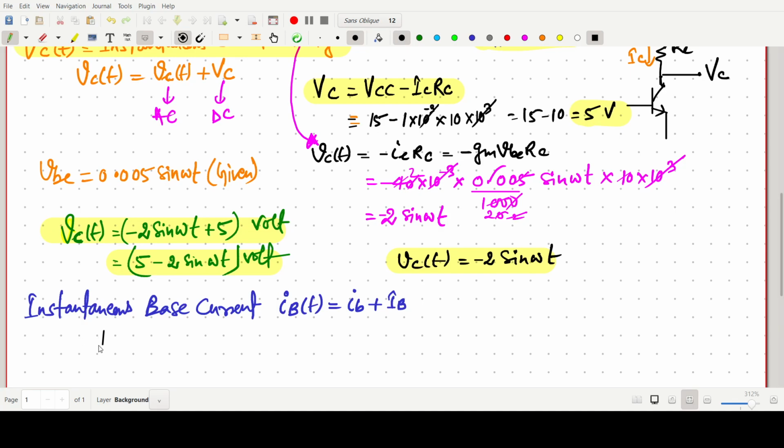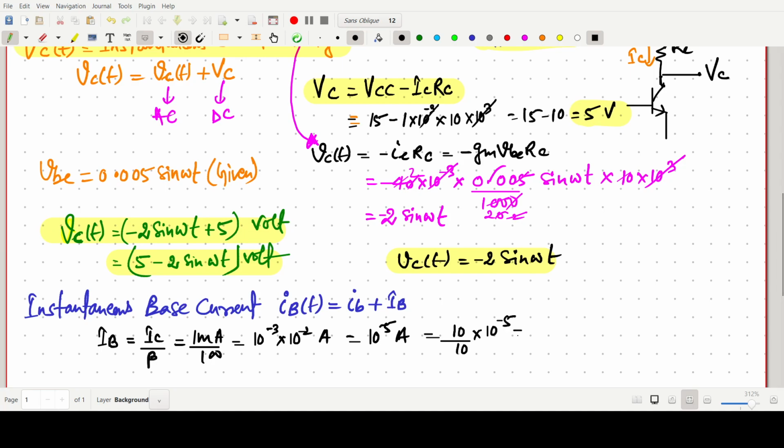Now the IB value. We can easily write IB as IC by beta, since IC equals beta IB. IC is 1 milliampere divided by 100. So this is 10 to the power minus 3 into 10 to the power minus 2 ampere, so 10 to the power minus 5 ampere. So the base current is in the microampere range. Writing it as 10 into 10 to the power minus 6, the base current will be 10 microampere.